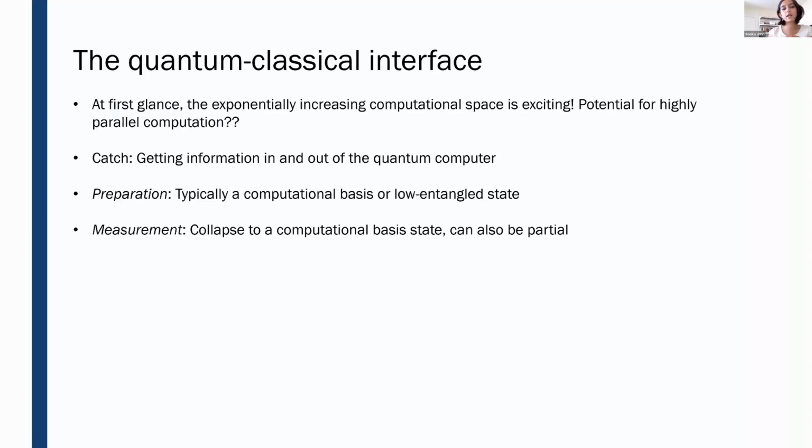And typically the starting state of your quantum computer will be a computational basis state or some very low entangled state that is easy to prepare. So the amount of information you can put into the quantum computer in the beginning is limited. And in the end, when you do measurement, you collapse to a computational basis state. And therefore, you also get a limited amount of information out of the quantum computer, right? And just as an aside, when you measure qubits, you can also measure just a few qubits. You don't have to measure all of them. And that's a detail that might be important later in the talk.